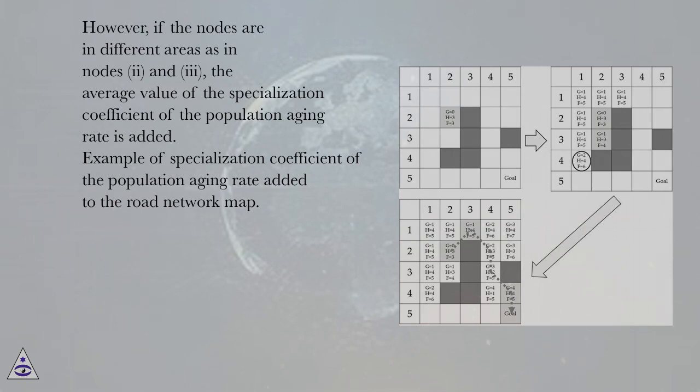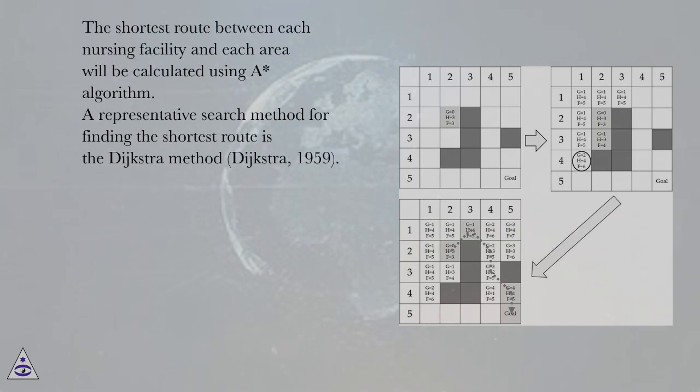Example of specialization coefficient of the population aging rate added to the road network map. The shortest route between each nursing facility and each area will be calculated using an algorithm. A representative search method for finding the shortest route is the Dijkstra method, Dijkstra, 1959.